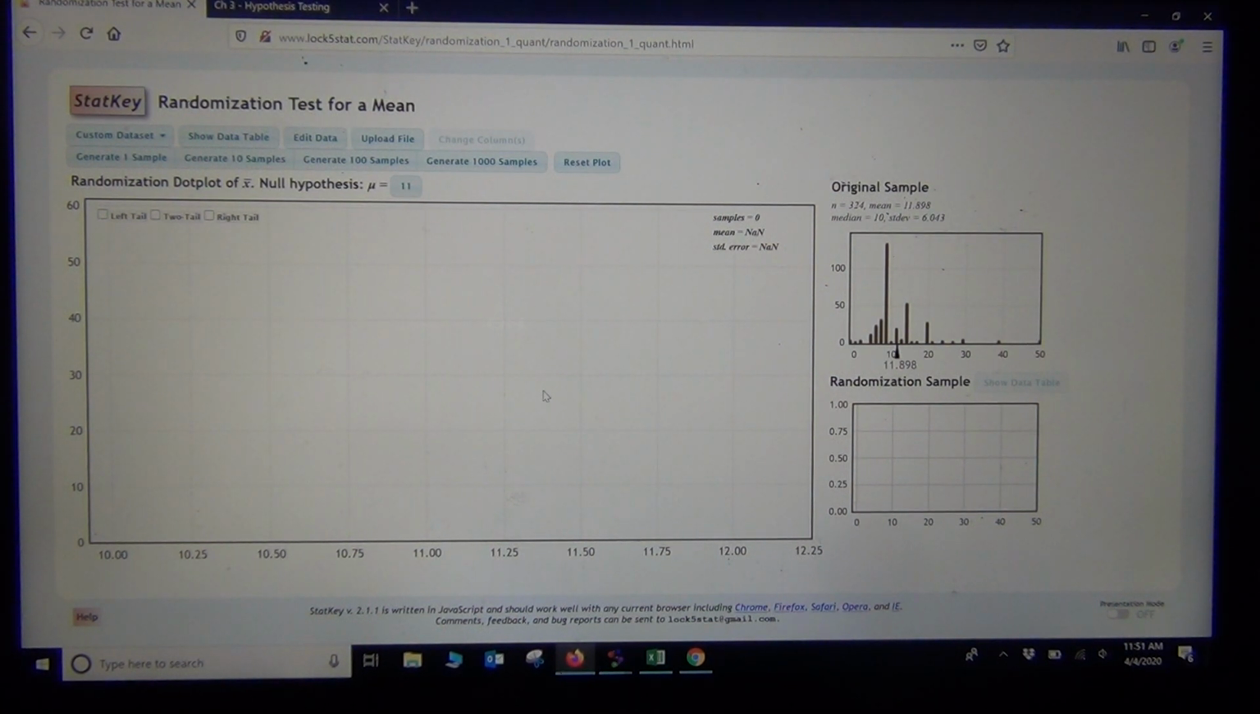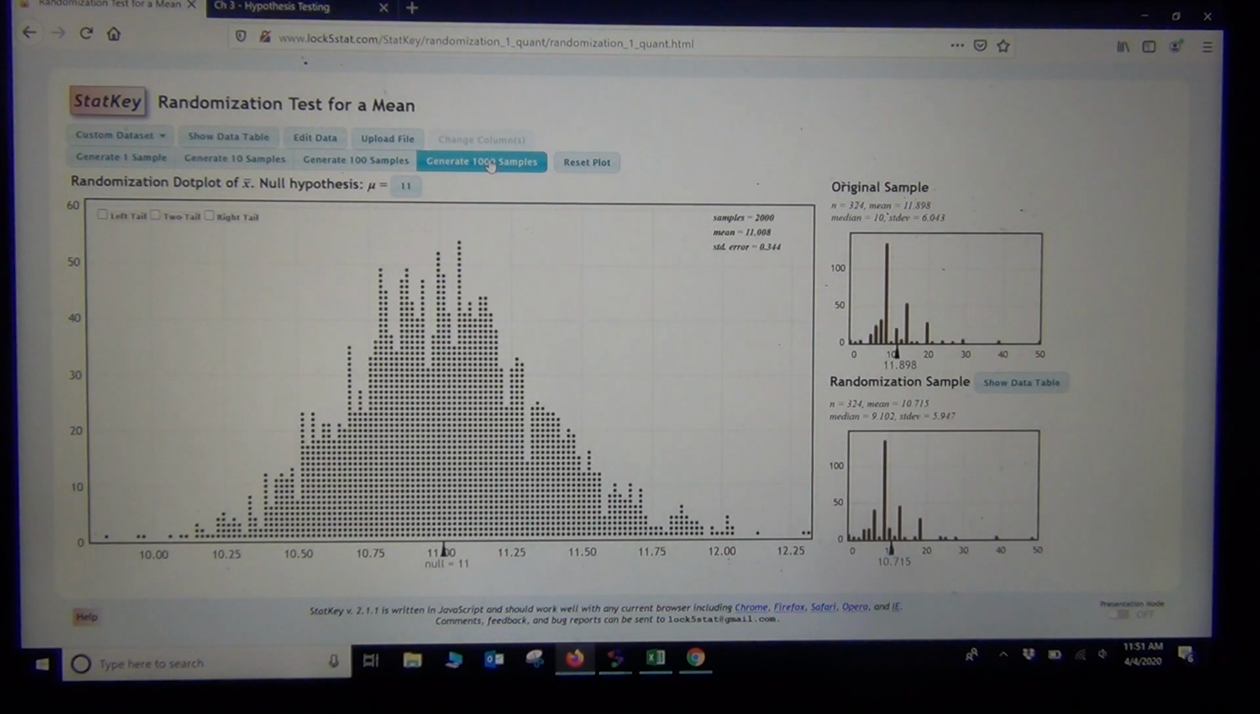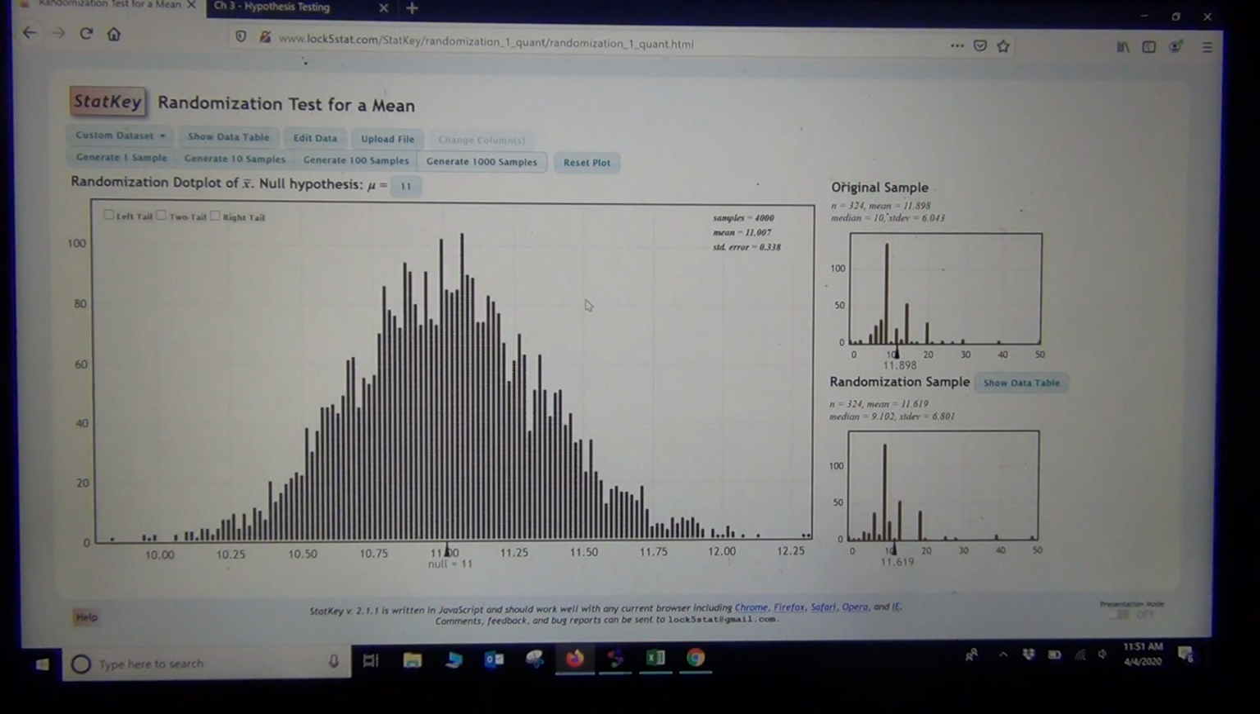Now what I want to do here is to go ahead and take random samples from under the premise that the null hypothesis is true. So if the population mean really is $11, what kinds of random samples should we see? So I'm going to generate a few thousand random samples here. These are simulated samples based on the premise that $11 really is the population mean. This is what sampling variability looks like if the null hypothesis was true. Again, we are looking for a two-tailed test, so I'll click two-tail.